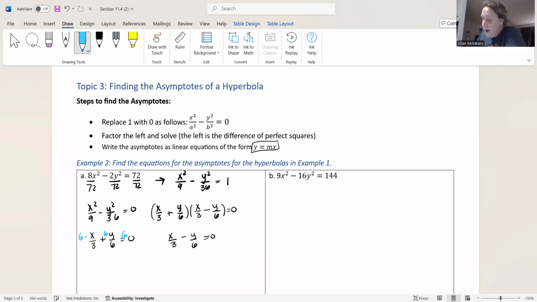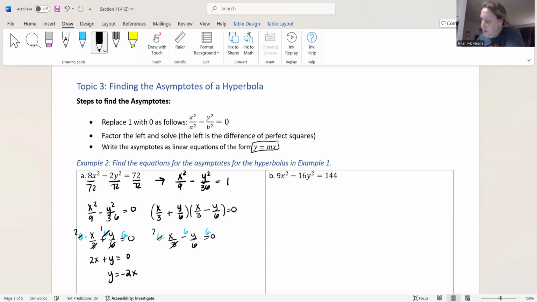When I do that, this 3 goes into this 6 twice, leaving me with 2x. This 6 goes into this 6 one time, leaving me with just y. And then 6 times 0 is 0. We want to write this as the equation of a line, so I would solve for y, and that gives me y equals negative 2x. Okay, that's cool. We're going to do the same thing for the second equation. We've got an LCD of 6, so we multiply all of the terms by 6.